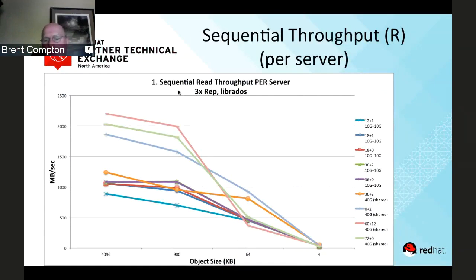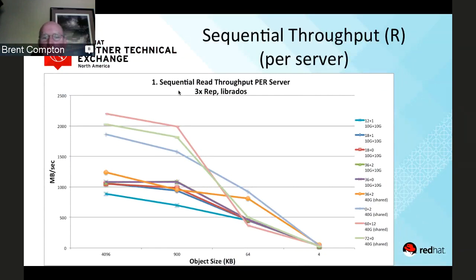That the pink line, 60 plus 12 on 40 gig. Wow, I'm getting, what is that, 2.5, 3 times more work done per server than I am on the 12 bay. Okay, cool. Now check this out.